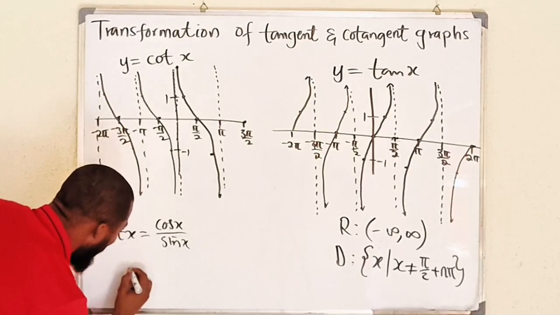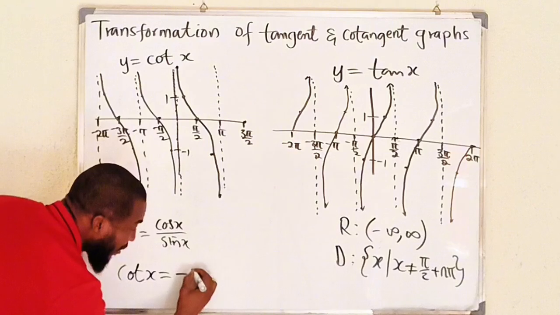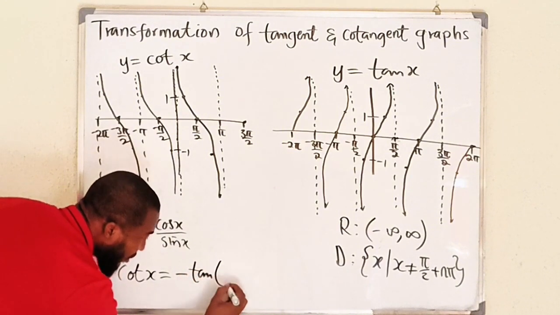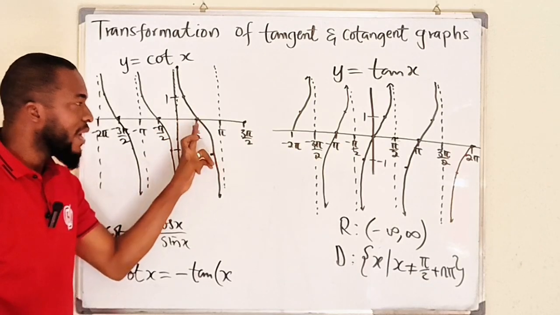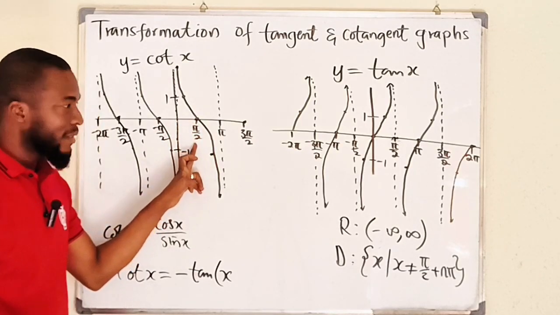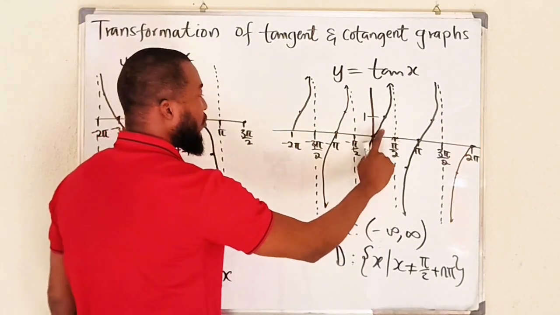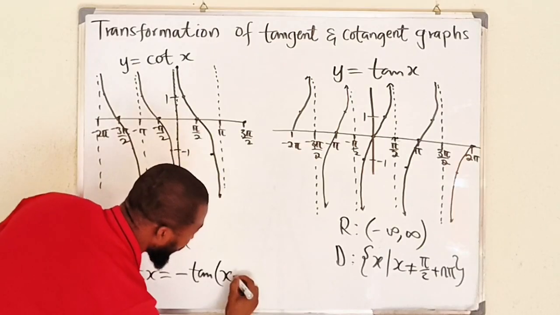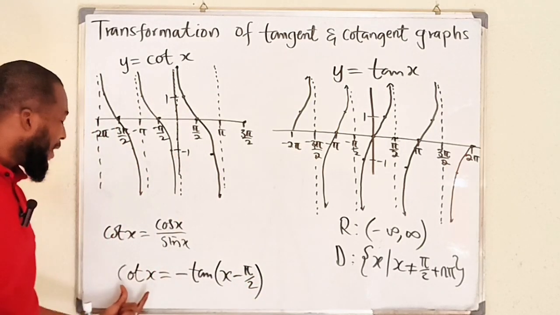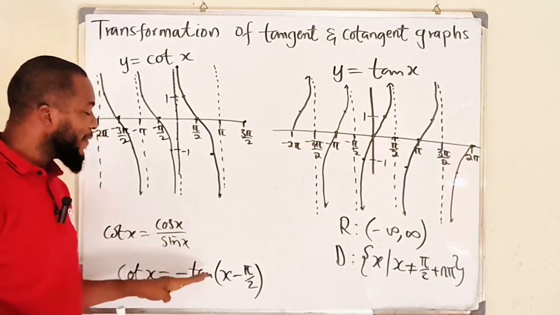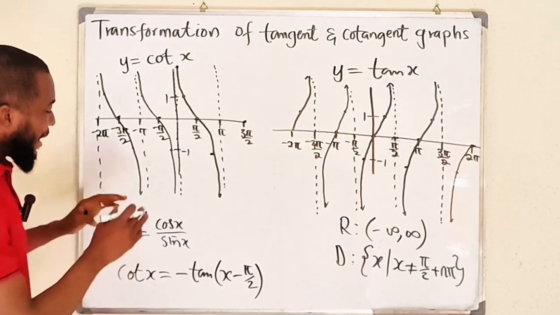This implies that the graph of cotangent of x is a reflection of tangent of x. But look at it. It has been shifted to the right pi over 2 units. So if you shift the graph of tangent to the right pi over 2 units, you know you're going to subtract pi over 2. So it implies that cotangent of x is equal to negative tangent of x minus pi over 2. This is the relationship between them, and this is always true.